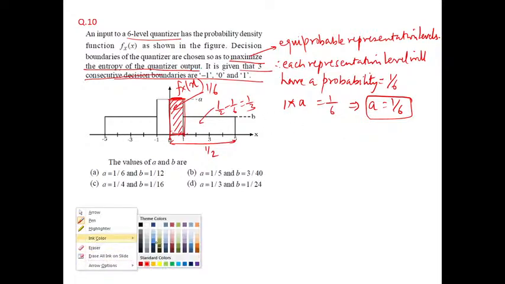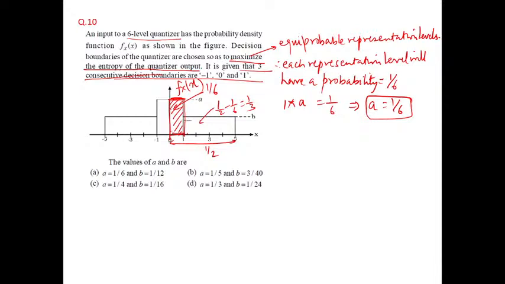So we say that the area of this rectangle is 1 by 3. What is the area of this rectangle? The span is 4 into B, which is equal to 1 by 3. So B will be equal to 1 by 12. So A is 1 by 6, B is 1 by 12. So option A is correct.